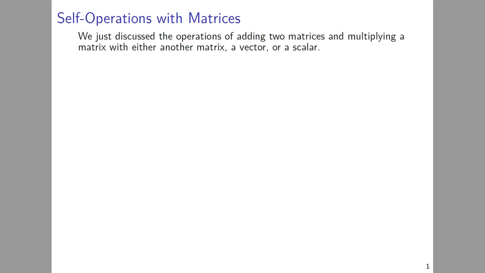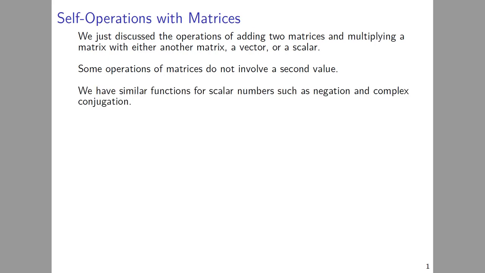We just discussed the operations of adding two matrices and multiplying a matrix with either another matrix, a vector, or a scalar. But some operations of matrices do not involve a second value, whether that be another matrix, vector, or scalar. We have similar functions for scalar numbers, such as negation or complex conjugation.